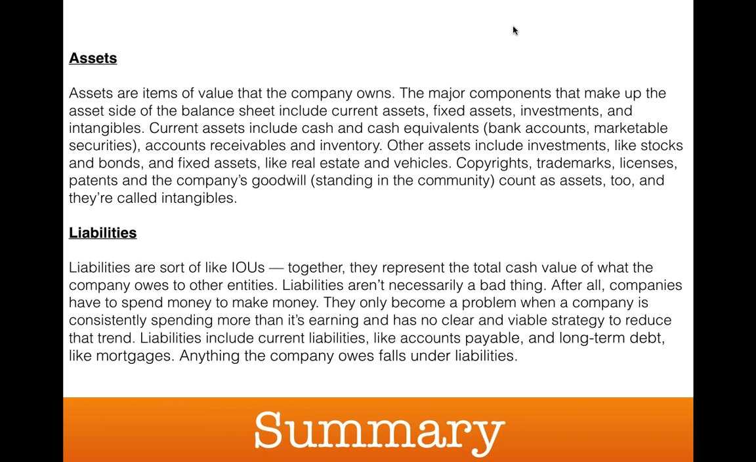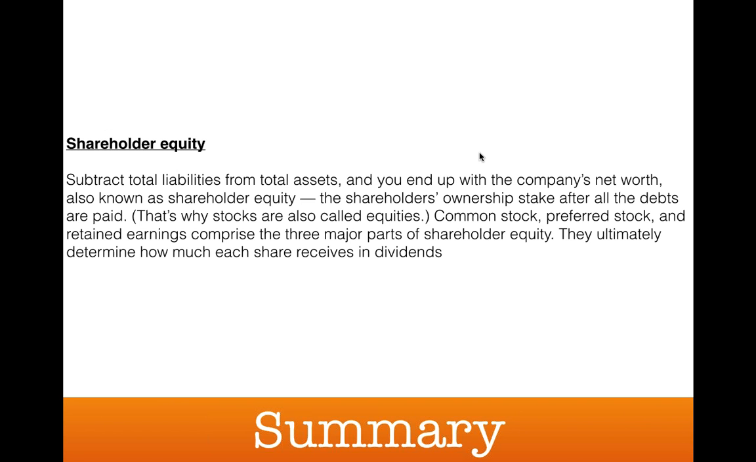So I've just broken it down so everybody understands it more. When you want to understand a balance sheet, there's assets, liabilities, and then shareholders' equity. So let's start with the assets. The assets are items of value that the company owns. One of these could be maybe the premises that you're in. The major components that make up the assets of a balance sheet are things like current assets, fixed assets, investments, and intangibles. So you may have another property that the company is not in, but it's an asset because you're getting income from there.